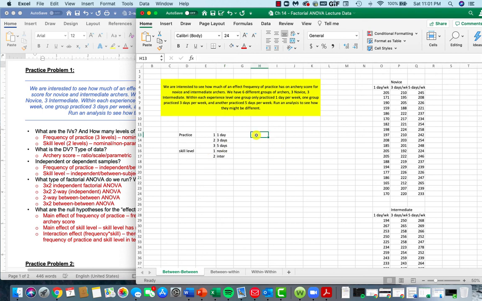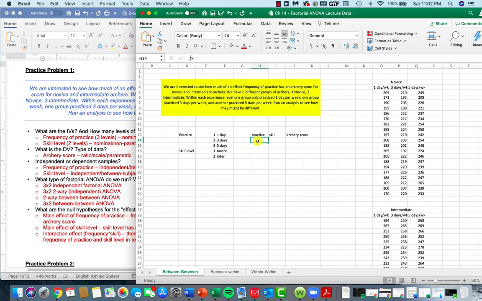So then what we can do is we could say we're going to have a column for practice frequency, a column for skill level, and then the actual archery scores that were measured. Okay, so that's where we have to start making sure that we organize everything such that we have one value per row, representing one value per subject.